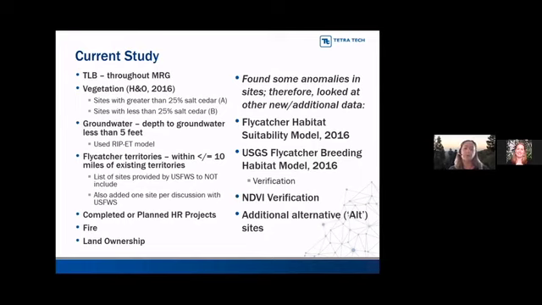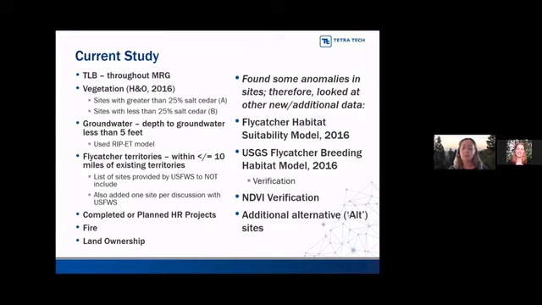Also, the current study updated the vegetation. Originally, we used the 2012 Hink-Nomar mapping. We updated to the 2016 Hink-Nomar mapping. And then we also looked specifically at these A and B groups. What are sites that have currently greater than 25% salt cedar, but also sites that have less than 25% salt cedar? Maybe they would be a little easier to do some restoration work on.